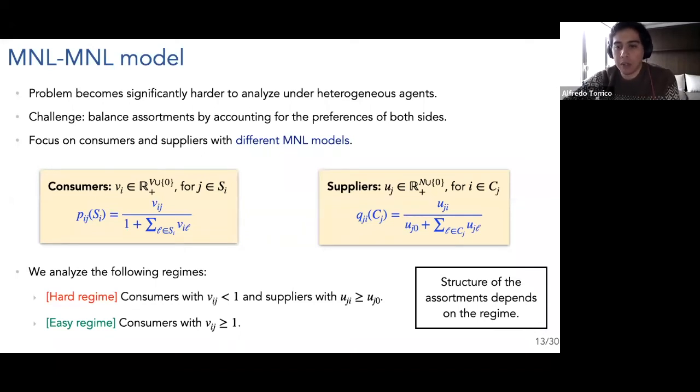Then we have the easy regime, in which consumers value more to stay than to leave. In this case, we have to show enough options so they stay. And actually, we have to show only one single ideal supplier in this case. So the structure of the assortments actually depends on the regime that we are studying in our problem. Any questions so far?